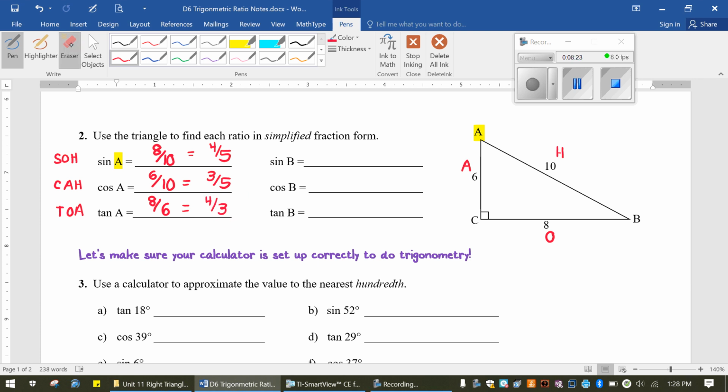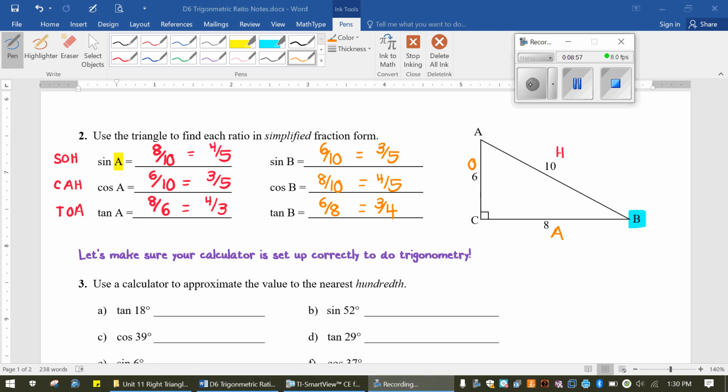Okay, let's change our angle to angle B, which means our opposite and adjacent are going to change. So now we're at angle B. The opposite side there is 6, and the adjacent side is 8. So I'd like you to pause the video right now and try and do the sine, cosine, and tangent of angle B, and then reduce them, and then unpause the video when you're done.